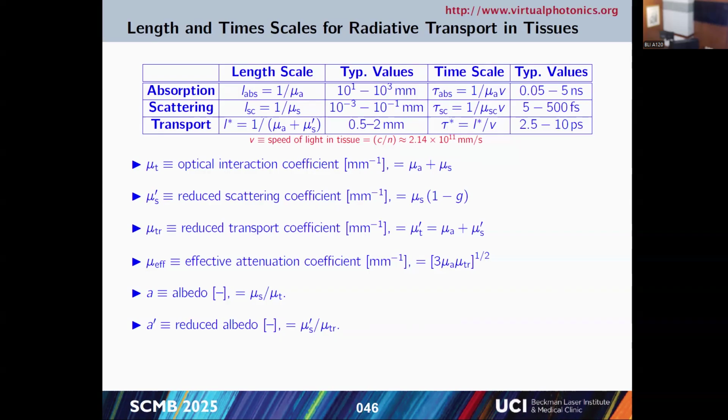These spatial scales are also important because, say, in spatial frequency domain imaging, the spatial modulation of the light is tuned to the spatial scales for transport. So you're going to see how the domains in which these techniques work well versus not so well are actually intrinsically linked to these temporal and spatial scales. These are just for your reference because you're going to see these terms if you probe the literature; there are various metrics that people use.